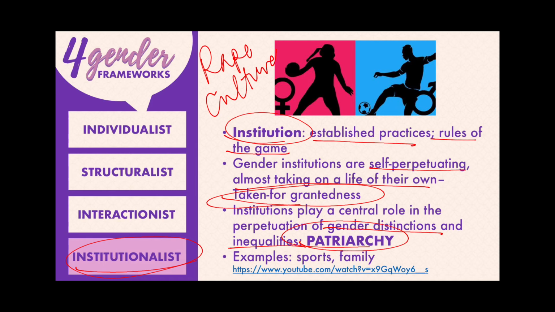Of how women are blamed for what they wear and what they were doing, and that they were asking for it because of what they were wearing. Diba? So, yon. So, rape culture is also related to the institutionalist gender framework. This social practice of perpetuating victim blaming and rape culture is an established practice, even though it's not formally put into our laws or policies.